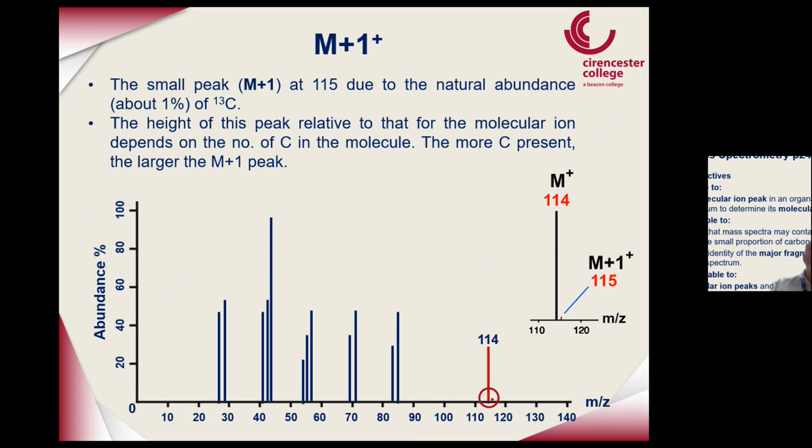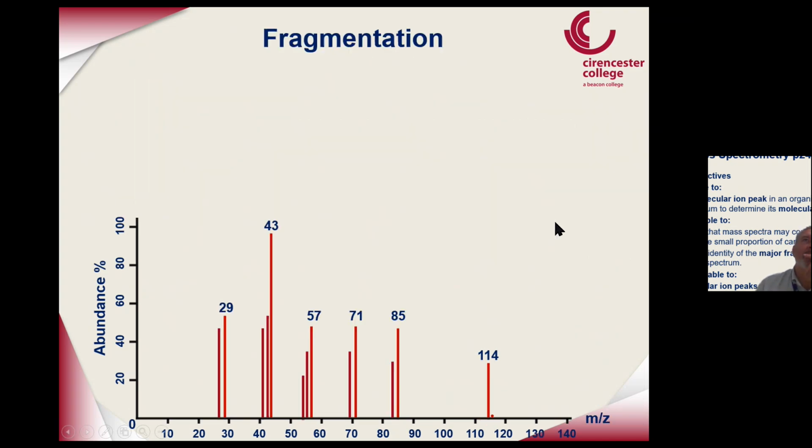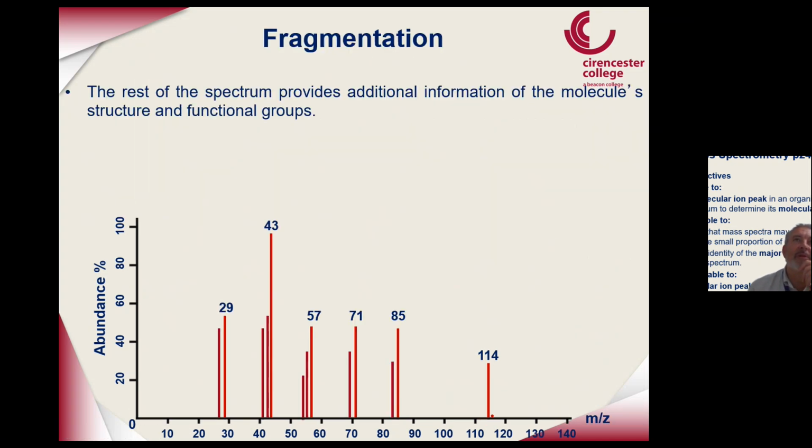So the more carbons present, the larger the M+1 peak. This peak will change because you can have more carbons being carbon-13. The more carbon, the longer the chain, the more likely you'll have carbon-13. So the peak height will change slightly. Okay, so we've got some fragments.